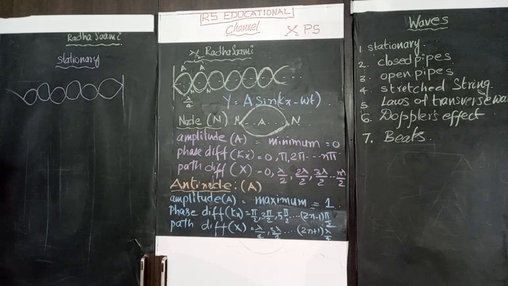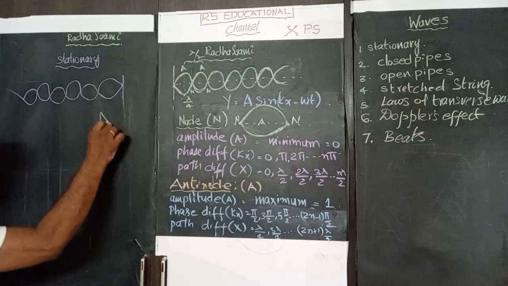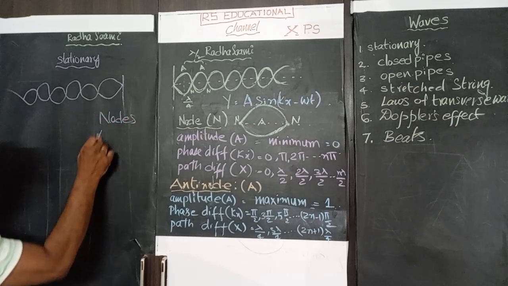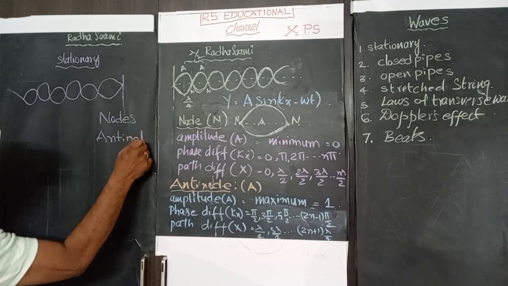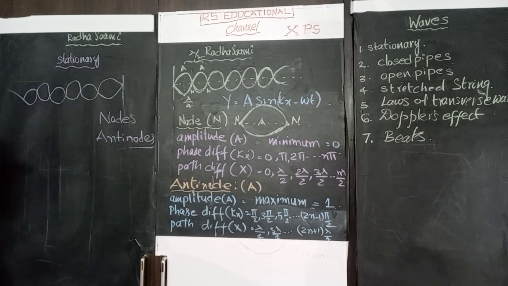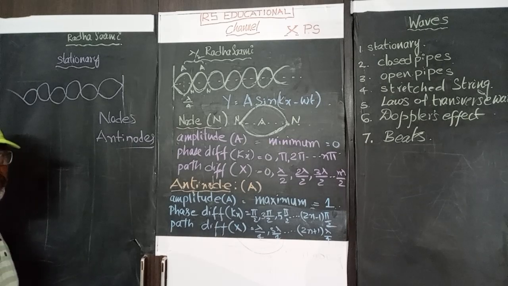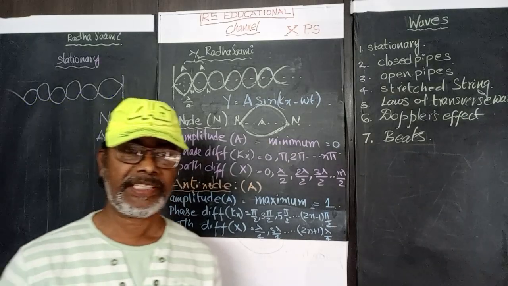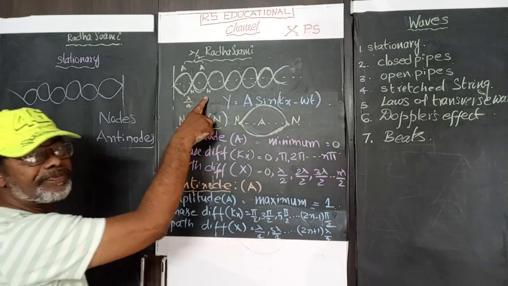Okay, so already you know that in transverse waves, what forms are crests and troughs. In longitudinal waves, compressions and rarefactions. Now, in stationary waves, we get nodes and antinodes. What do we get? Two types of points. Those are called nodes and antinodes. Understand?